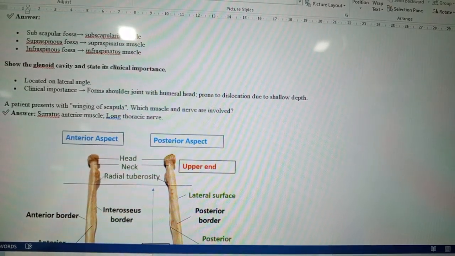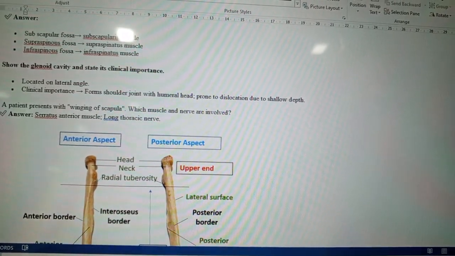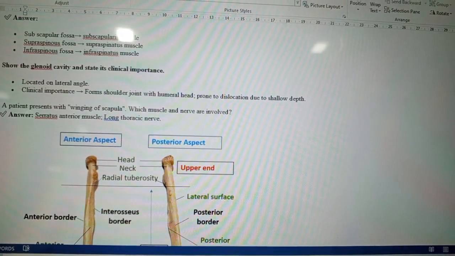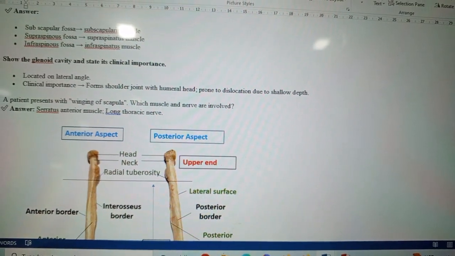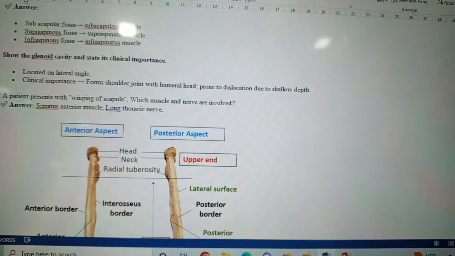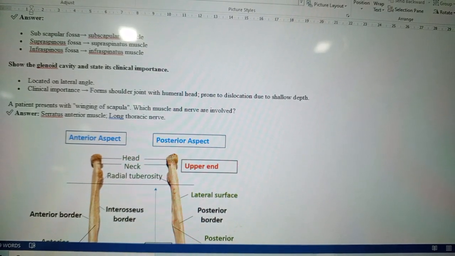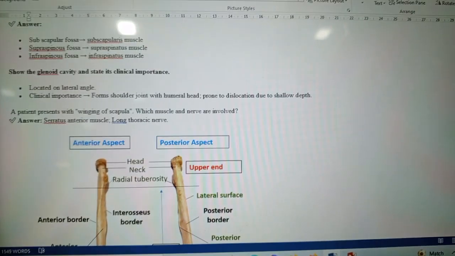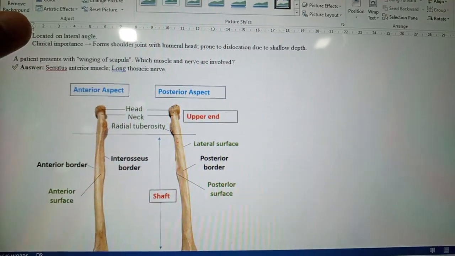Showing the glenoid cavity, which is also called the lateral angle. Its clinical importance is from the shoulder joint, which is also known as glenohumeral joint. With the humeral head, it is prone to dislocation due to the shallow depth. I have also attached a picture.